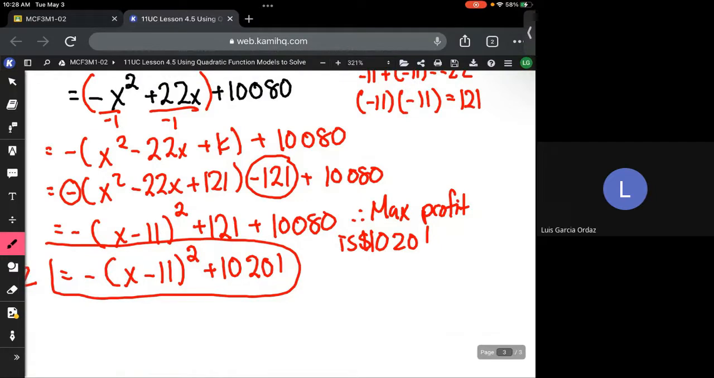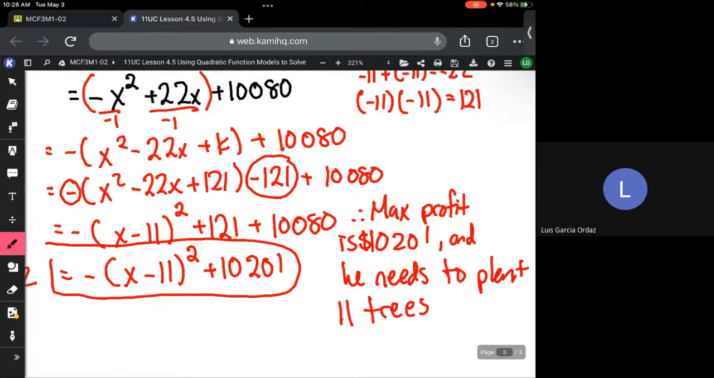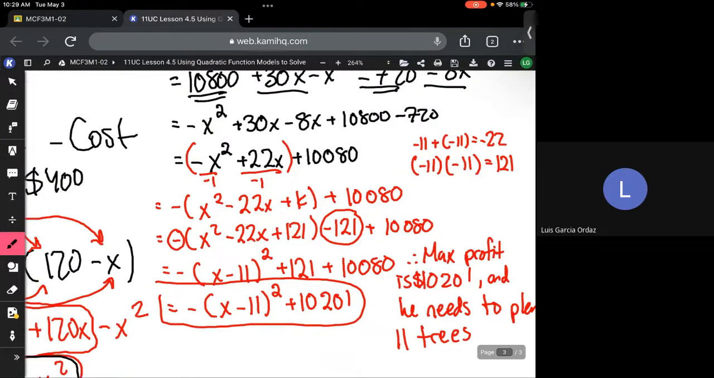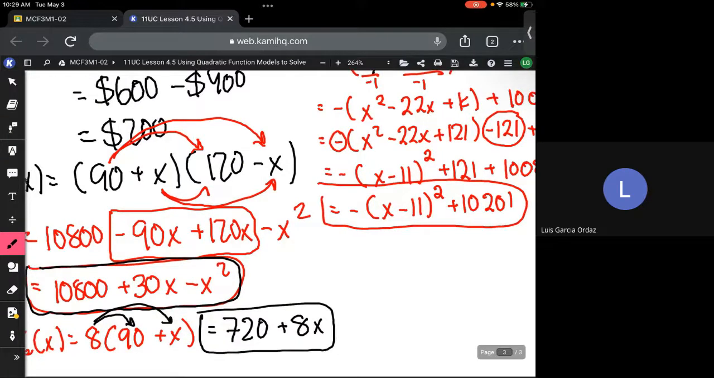And how many trees does he need to plant? 11. How did you get x minus 11 squared? Because what are the two numbers I used to get negative 22? Oh, 11? Yeah, negative 11. Okay. Wait, before this step, what did you do to get the standard form? Oh, I just FOILed. So I did 90 plus x times 120 minus x. And they gave you the factored formula? Yeah.